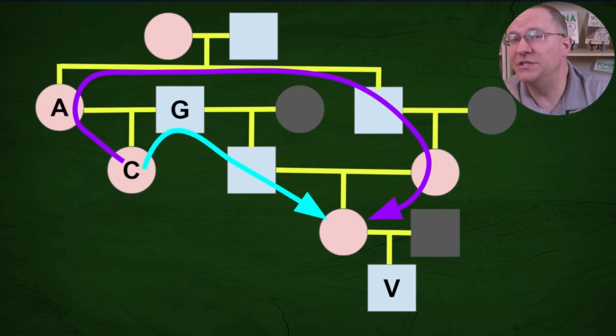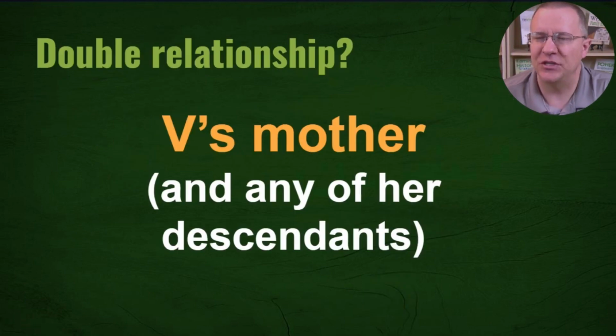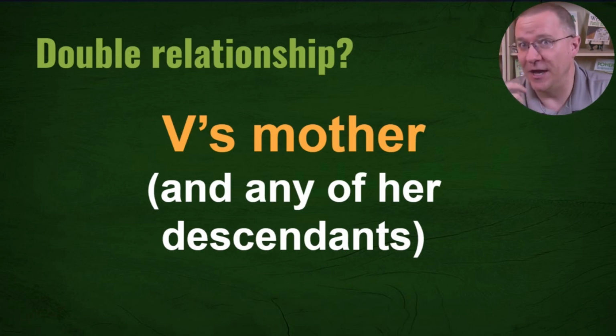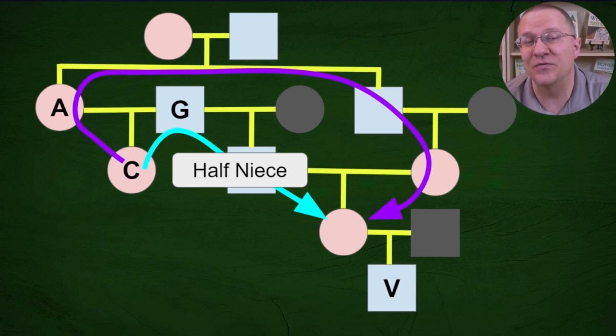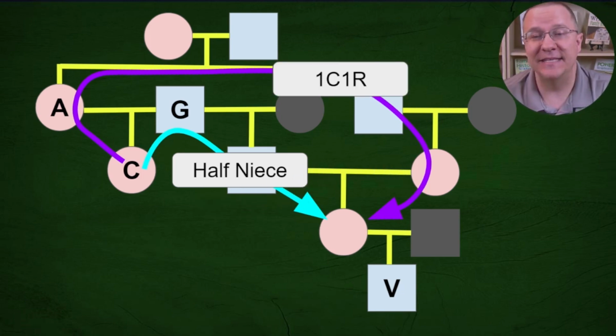So the first double relationship actually is with V's mother. And then naturally, any of her descendants are also going to be double related to C. So since the viewer is the child of her mother, she is going to be double related. Now, what relationships are these? Well, we can again look at the map and we can see that this first relationship is a half niece. And this second relationship is a first cousin once removed.